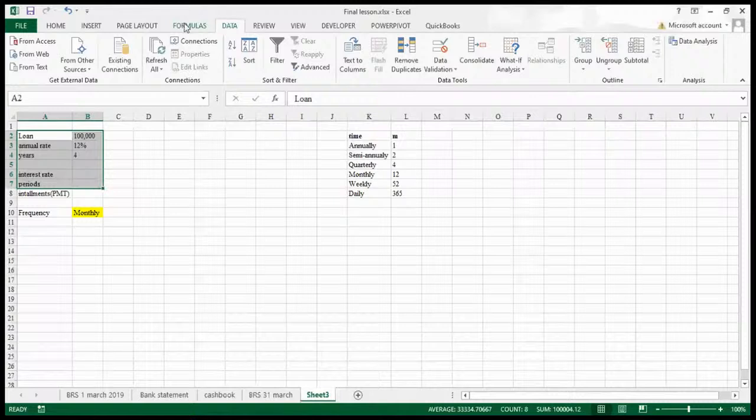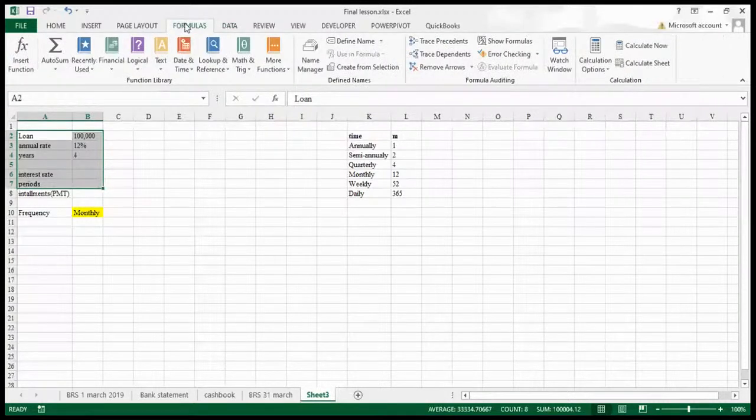It should not be moving to data. Just move to formulas, then create from selection. Under that, ensure that the left column box is ticked, and you say okay. Highlight the whole of this part, move to formulas, create from selection. Left box is ticked, then you say okay.